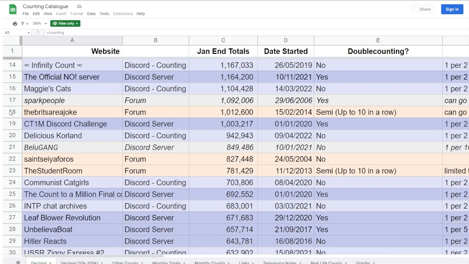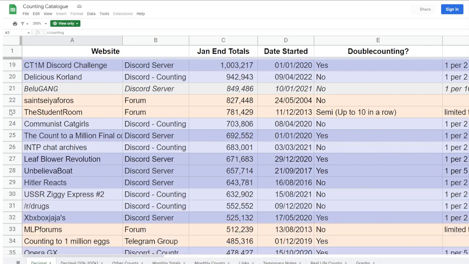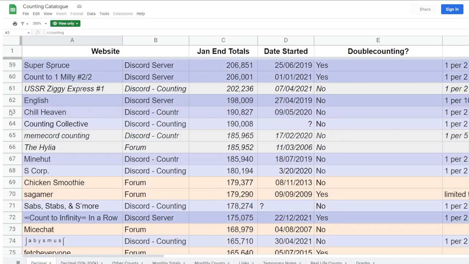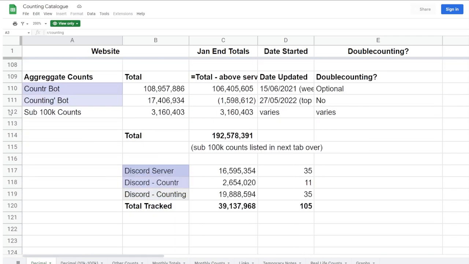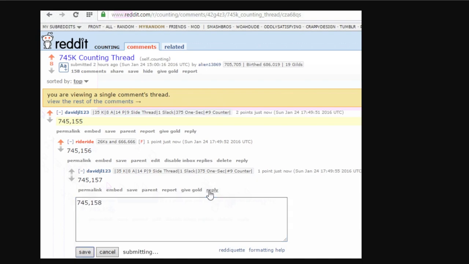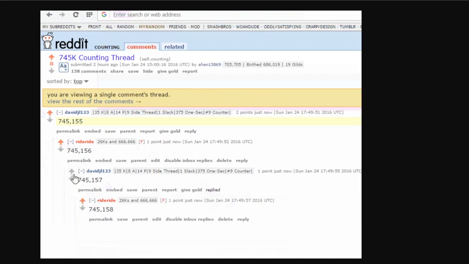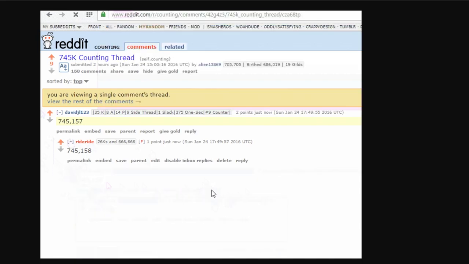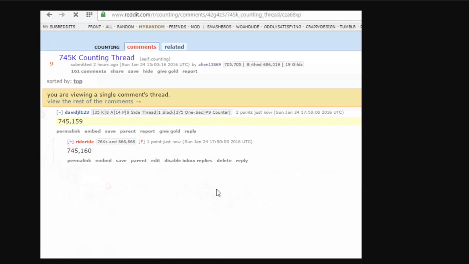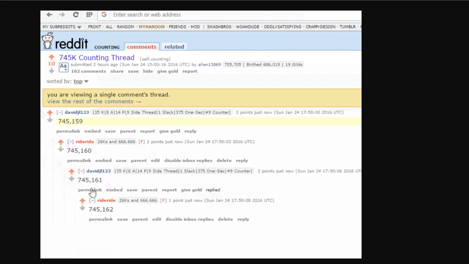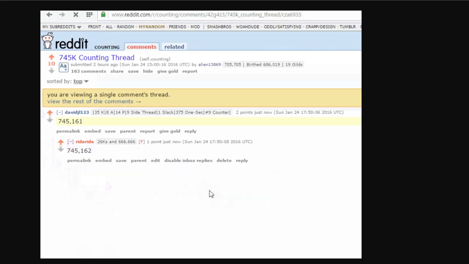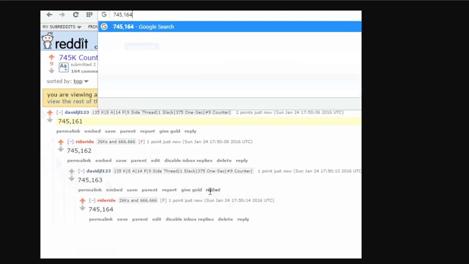Feel free to take a look at some of the biggest known counts on the internet. If you know of a community with over 100,000 counts that's not listed here, leave a comment down below. It might be tempting to assume that the major counters are simply bots. However, I can vouch that they are indeed real humans who post manually. The community has implemented advanced measures to detect bots, making it highly unlikely that anyone could deceive the subreddit for the years it would take to accumulate tens of thousands of counts.